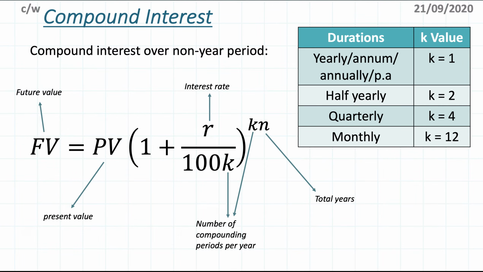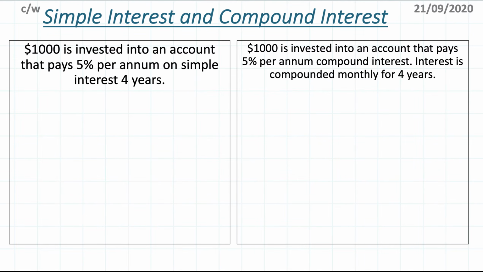And if it's monthly, then you're taking this compound interest every single month, so it's going to be K equals 12. So it's important to note this. You'll know what K you're going to have depending on the question, and it will be clear from the question. So make sure that you divide by K inside that bracket, and you multiply K by n and raise that as a power in the formula.